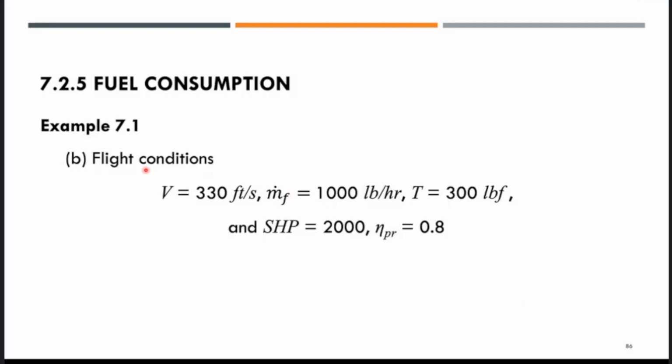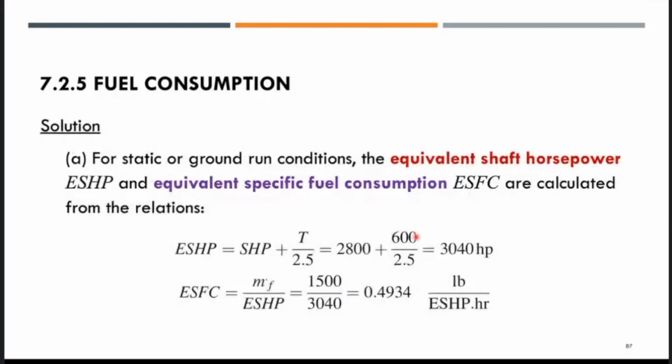The second condition is the flight condition, where the velocity of the aircraft is 330 feet per second. The mass flow rate for the fuel is 1,000 pound per hour, the thrust produced is 300 pound force, and the shaft horsepower is 2,000. The propeller efficiency is given as 0.8. So this is another condition. You have the static condition and the flight condition. Don't mix them. You have to solve one by one.